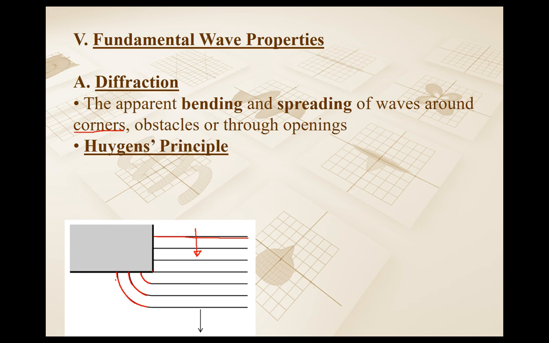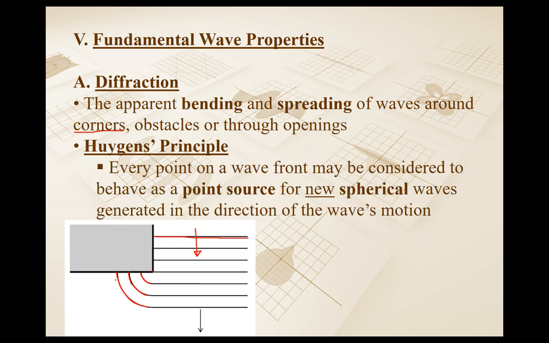To explain diffraction, we need to make use of something called Huygens principle. And this is really complicated. Okay, Huygens principle states that every point on a wavefront may be considered to behave as a point source for new spherical waves generated in the direction of the wave's motion.